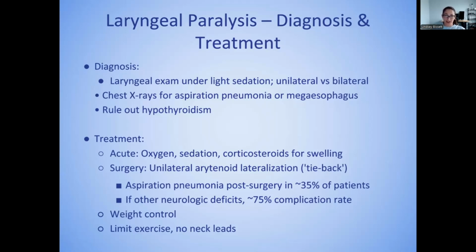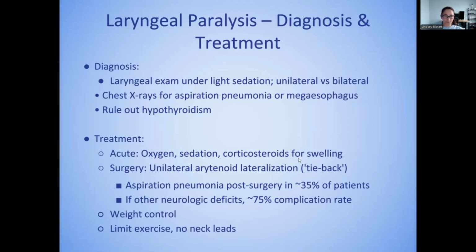Unfortunately, about 35% of these patients post-op do develop aspiration pneumonia. Before, they didn't really have very good laryngeal control to protect their airway, but now you've tied one side completely back. So unfortunately, aspiration pneumonia is very common in these guys, especially if they have no other neurologic deficits. If they've already developed megaesophagus or hind limb weakness from this GULP syndrome, then we know that they can have upwards of a 75% complication rate. So it's very important to educate owners before pursuing this type of intervention and surgery.